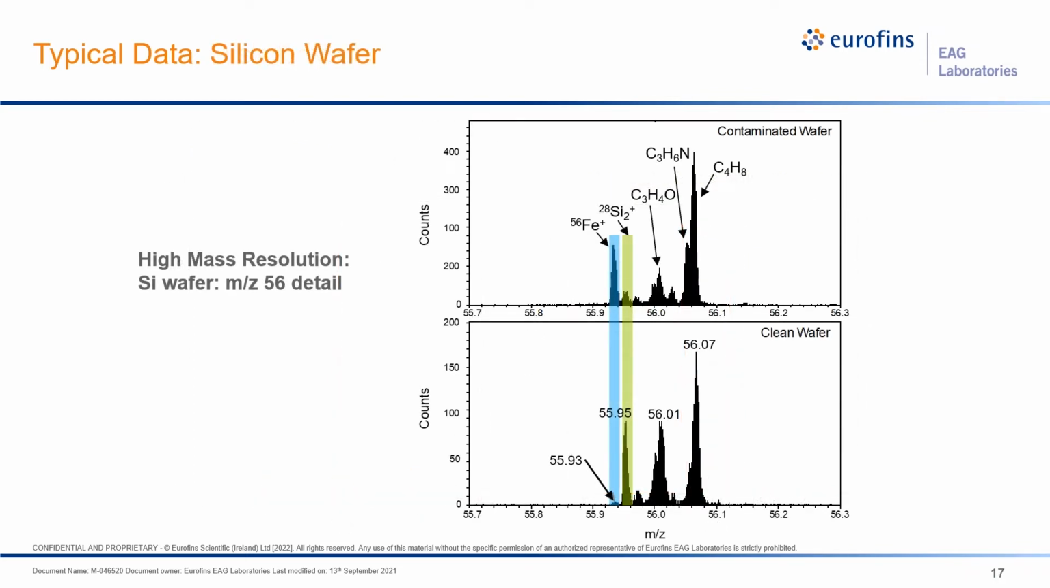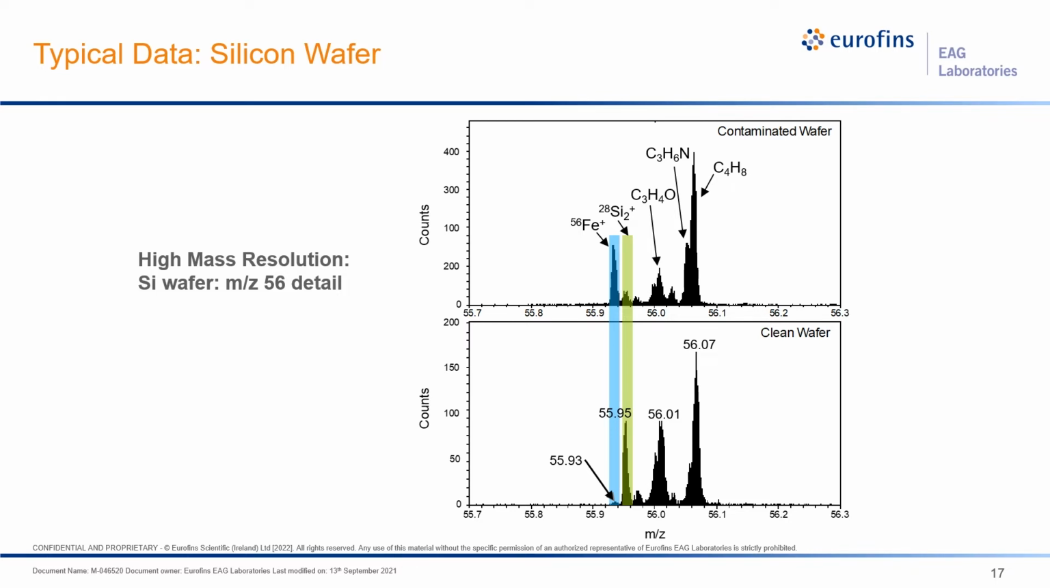Here's another example, zooming in on mass 56 on a silicon wafer. Clean silicon wafer looks like this. There's a peak at 55.95. This is due to silicon 2. There's an oxygen-containing hydrocarbon and just a plain hydrocarbon. So these are just environmental species absorbed from the environment that the wafer's been exposed to.